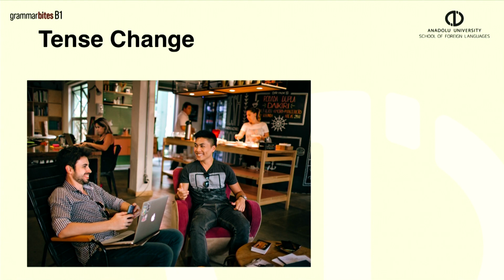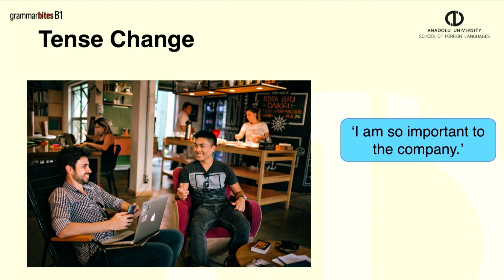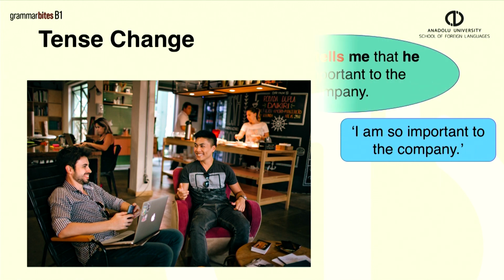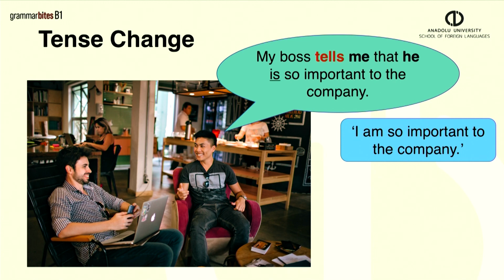Here's another example. Two friends talking about work. Notice again that when we use tell or say in the present tense to report the statements, the verb in the statements does not change. The direct speech. I am so important to this company. The man reports this as, my boss tells me that he is so important to the company.